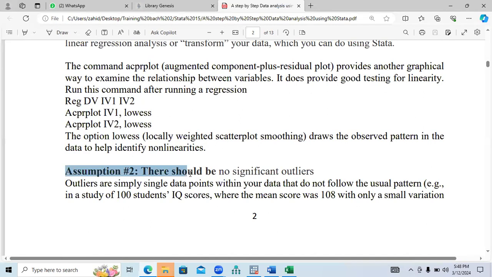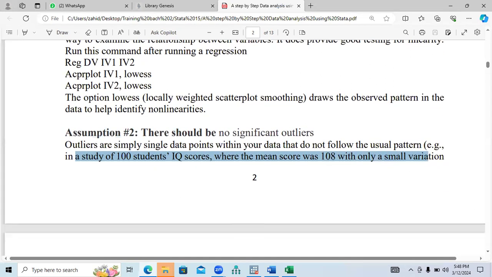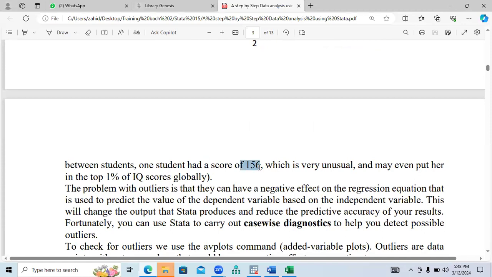Then the second assumption is outlier. Outliers are simply the single data points within your data that do not follow the usual pattern. They may be different from other values of the data. For example, you may have a study of 100 students with IQ score where the mean score is 108 with only a small variation. You may find some values like 156 or some unusual value which is 1% of the IQ score globally. Then this data may indicate some outliers.